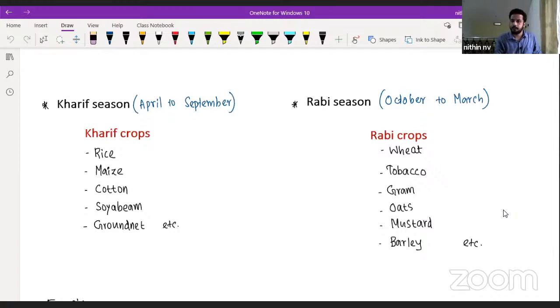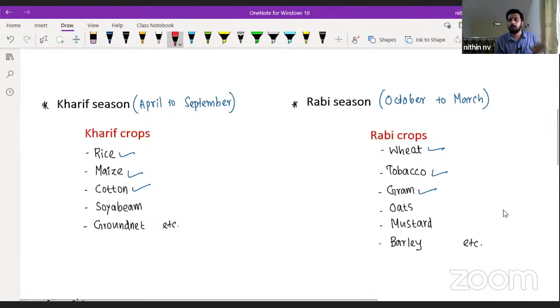We have different types of Kharif crops. We have different types of Rabi crops. You can simply Google it, a lot of examples you will be getting. I have just selected famous examples which are repeatedly asked in exams. Even they are asking rice, maize, cotton only from Kharif crops, wheat, tobacco, gram in Rabi crops. I have just given some more examples. You can just Google it and find more examples also.